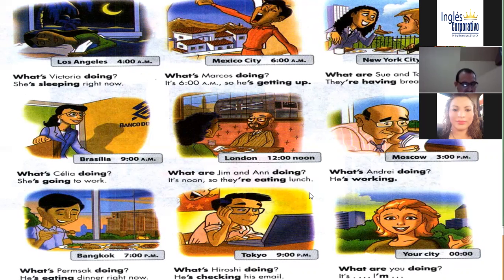Y ahí la otra es, where is Andre working? ¿Quién está trabajando? Espérame, que aquí tengo problemas con la pantalla. Ya encontré. El de Moscú. Andrei. Sí, Andrei is working in Moscú. He's working. Como es que la pregunta es dónde está trabajando Andre. Entonces Andre is working in Moscú. Very good. In Moscú.